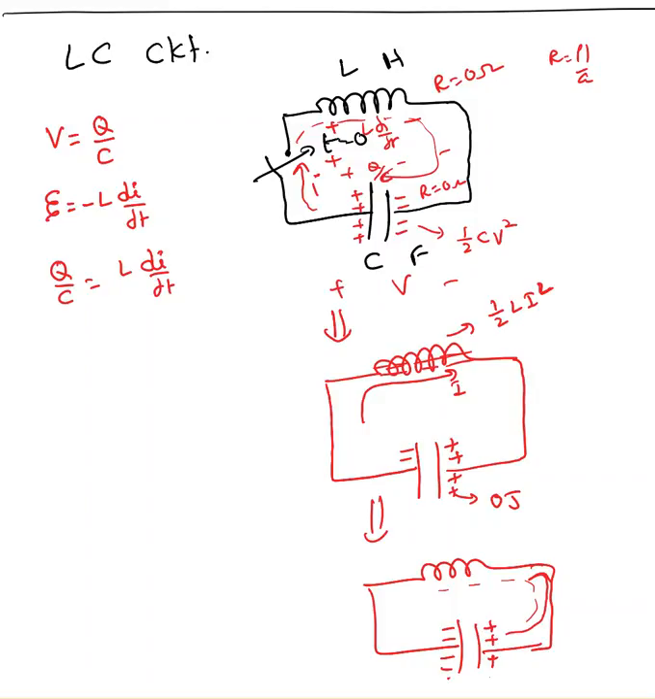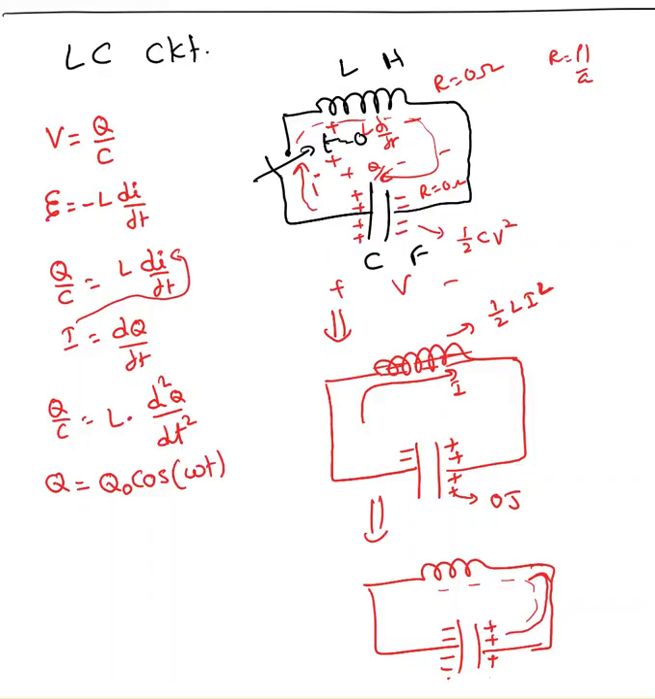Now I'm going to take I equal to dq by dt. So if I substitute I over there, q over C equal to L times d square q over dt square. Now for the charge q across the capacitor, I'm going to take q equal to q naught cos omega t.